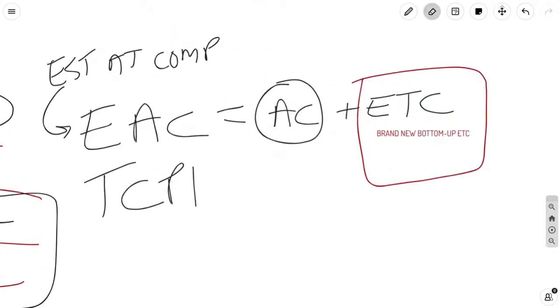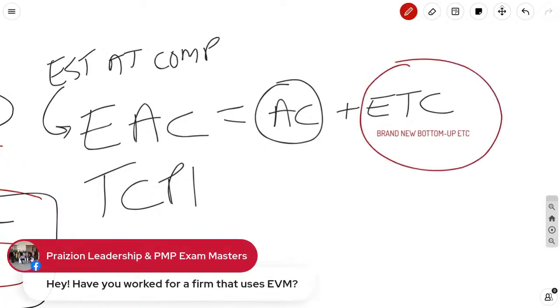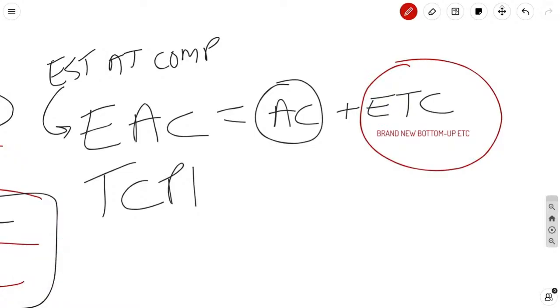So the idea is for EAC, all roads are going to lead to you understanding the actual cost and you also understanding the estimate to complete. So to my friend who asked the original question, which spurred this video, the estimate to complete is a metric. It's a forecasted metric of how much more money we need to complete the project from today.